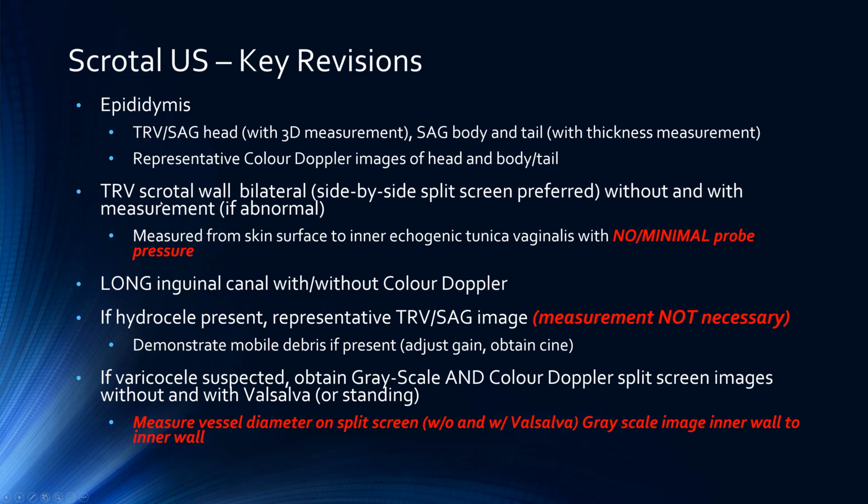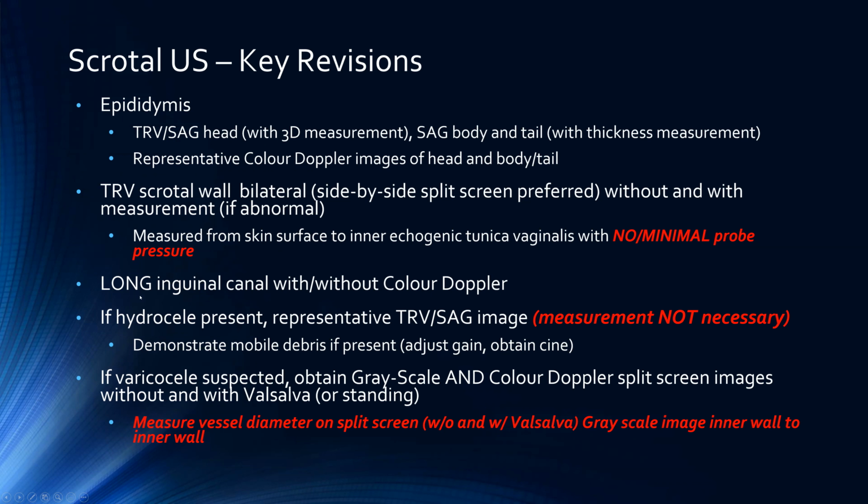One thing that I don't know if we do all that routinely would just be a single transverse image of the scrotal wall, the bilateral scrotal wall, with and without a measurement, if it is indeed abnormal. If it doesn't look abnormally thickened, no need for a measurement. But if it does look abnormally thickened, just please give a measurement of those two sides if they are variable. And in terms of doing that measurement, it should be from the inner echogenic tunica vaginalis to the outer skin surface with no or very minimal probe pressure.